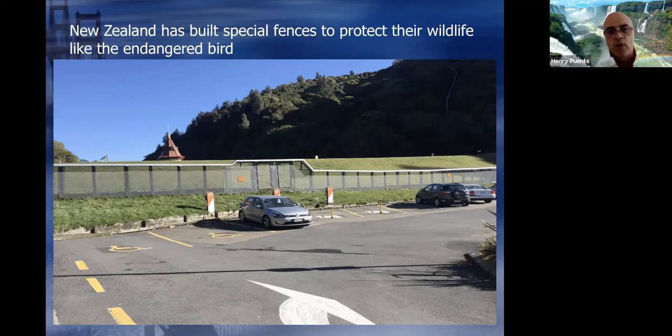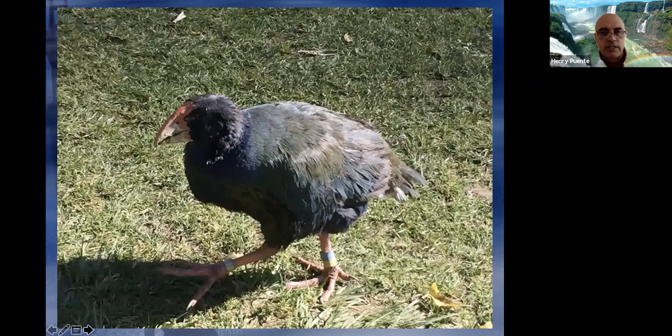But anyways, the point of building these fences was to keep the predators out of this compound, and they're trying to rehabilitate the takahe. So the New Zealanders are trying to save the takahe, who are critically endangered right now.